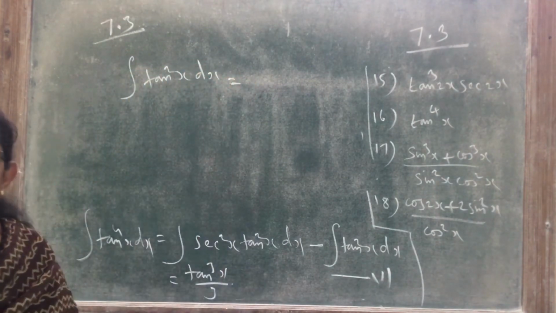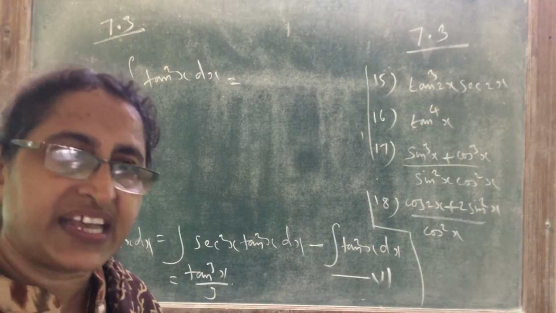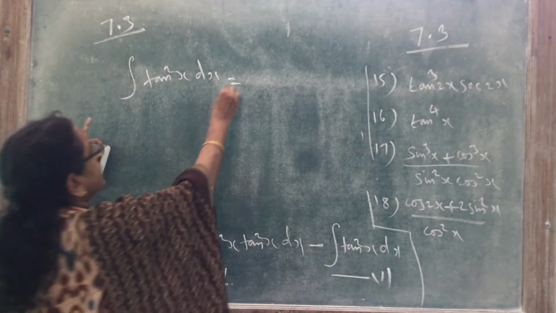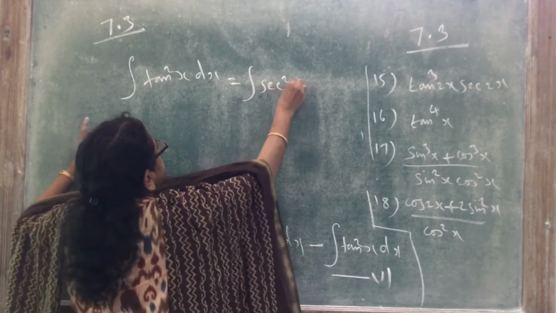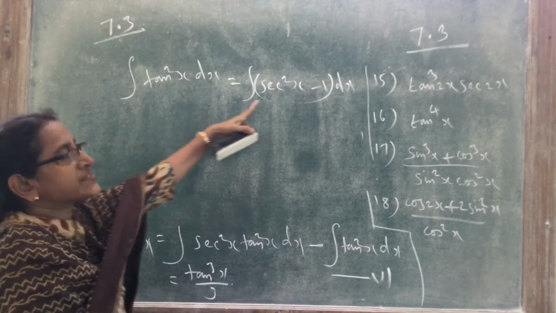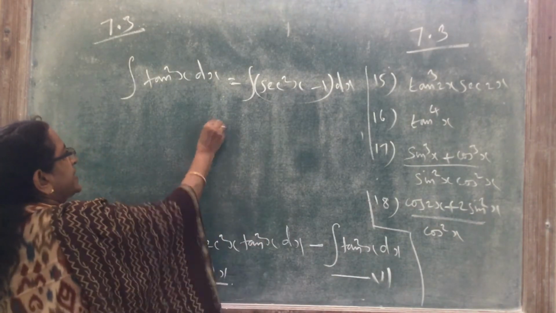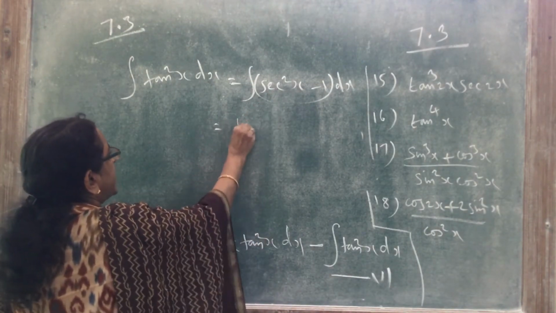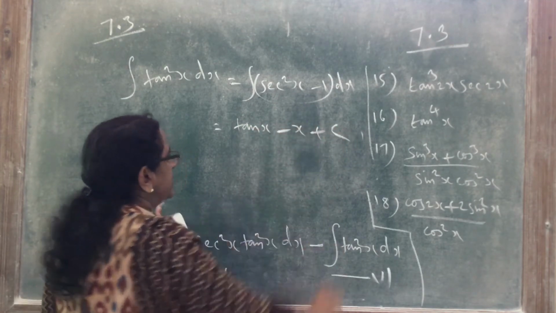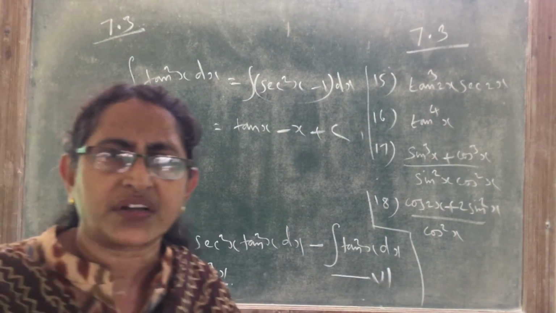Now we want to find the integral of tan square x dx. That is our usual method. Write tan square x as sec square x minus 1, then integrate. So integral tan square x equals integral of sec square x minus 1 dx. What is the integral of sec square x? Tan x, minus the integral of 1, which is x, plus c. So remember, if there are two integrals, write c only one time.